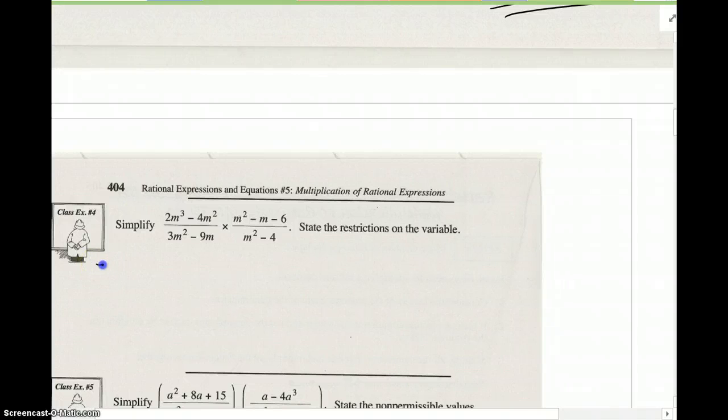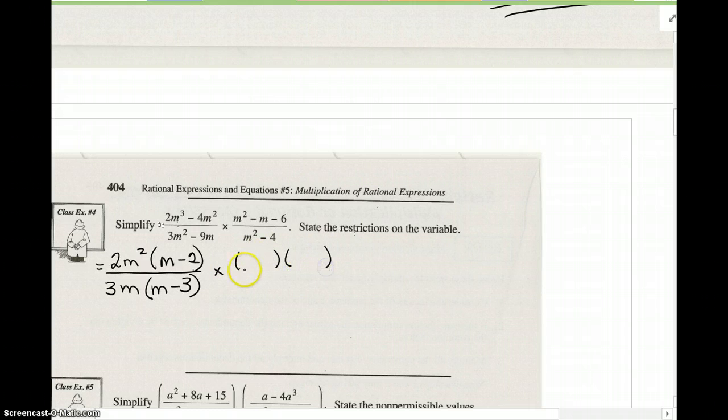So I'm going to factor first. The first thing I'm going to do is have a 2m squared out front. I'm looking at this term and I'm looking to see what is common in that binomial that I can pull out front. When I do that, I'm left with an m minus 2. On the bottom, it looks to me like I can pull out a 3m. And when I do that, I'm left with an m minus 3. Other fraction, this one I can't pull anything out, but I can factor it. So I have a simple inspection factoring, and so I'll have m's out front, and I will have a negative 3 and a positive 2.